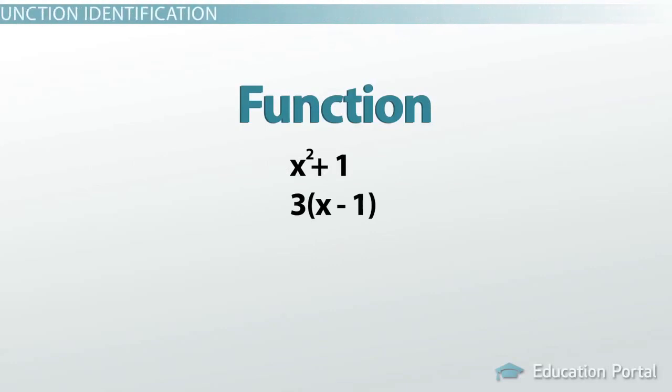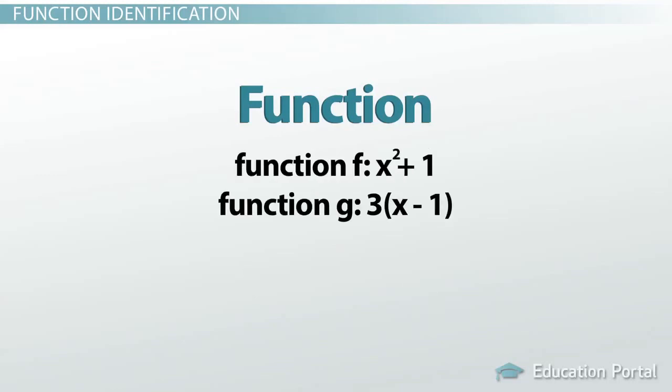Like these, for example, x squared plus 1 and 3 times x minus 1. So we've got two functions, or rules, or equations. But it's nice having names for these functions so we can be clear about which one we're talking about. The two most common names for mathematical functions are f and g. Let's name this one f and this other one g.